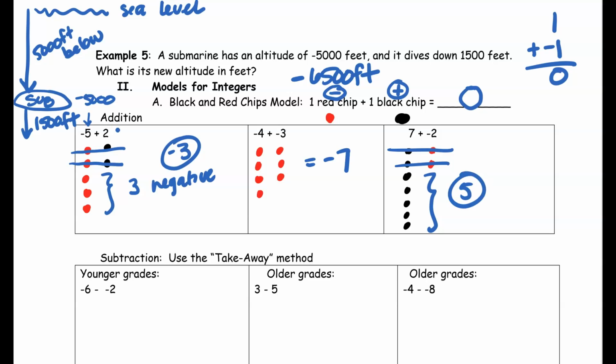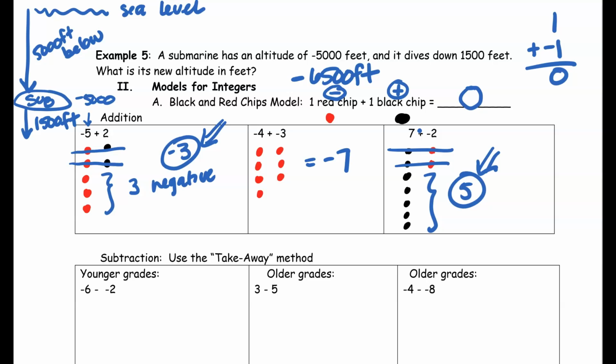So notice the difference between the first one and the third one. The third one, the answer is positive. The first one, the answer is negative. It's negative in the first one because the bigger of the two numbers, if you ignore the signs, is negative, so that wins out. And over here, 7 is the bigger of the two, so the positive numbers win out.